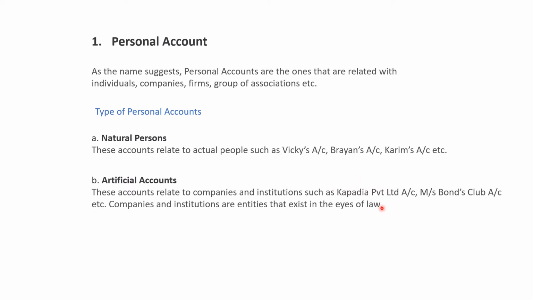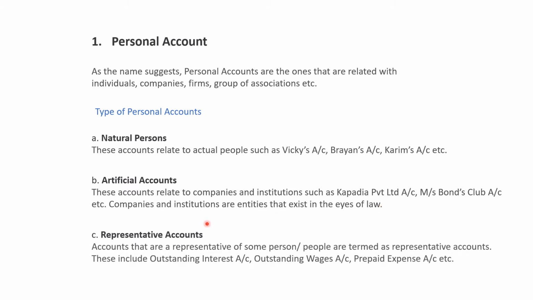And there's a third kind of personal account also, which is called the representative account. Now, representative means it is not a person in reality, but it is to do with a person. For example, if you look at outstanding interest or outstanding wages or prepaid expenses, or outstanding salaries, all these are what are required to be paid to people, right? Therefore, these are taken as representative accounts because they are representative of some person or people.